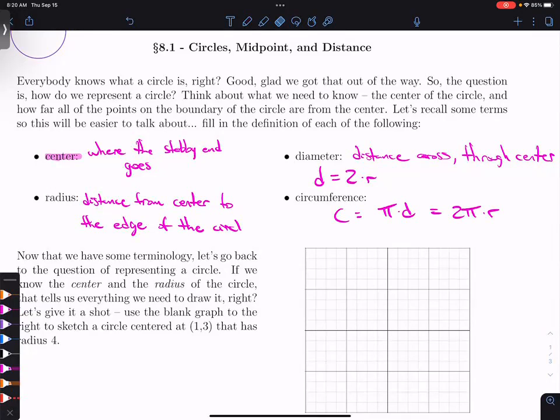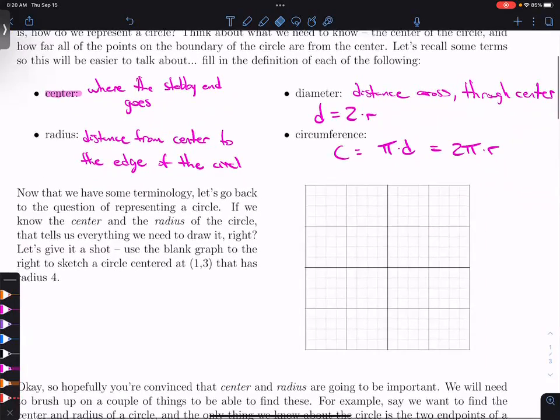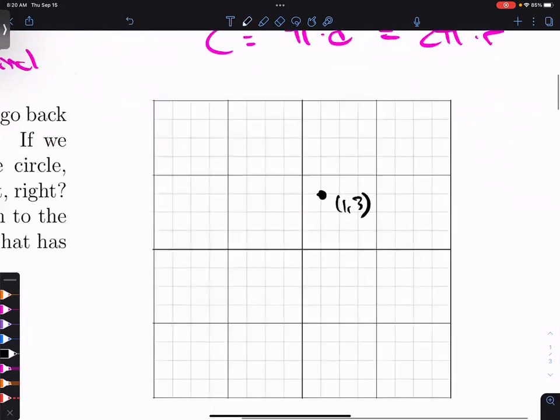All right, so if we're going to draw a circle with center (1, 3) and radius 4, what can we do? Okay, mark (1, 3). That seems like a good place to start. There's (1, 3). Now I want it to have radius 4.